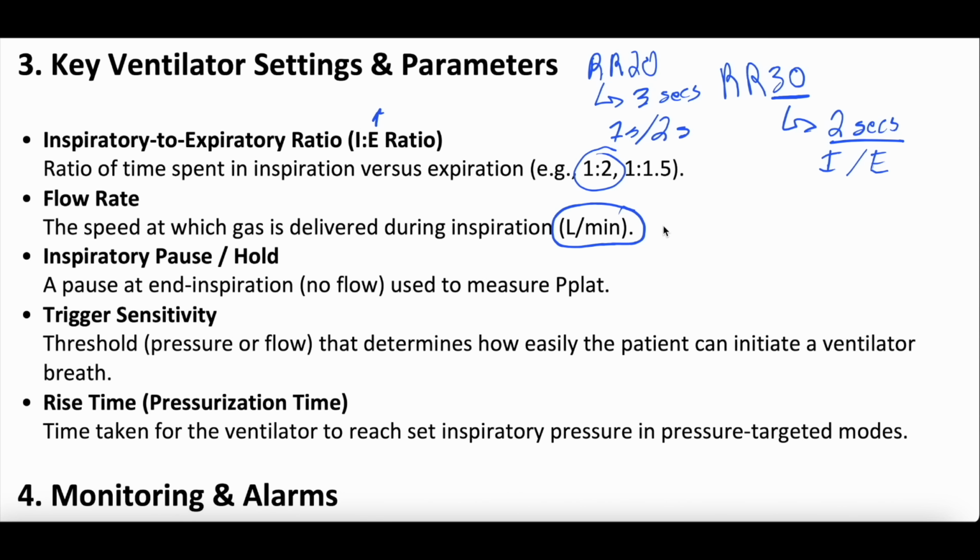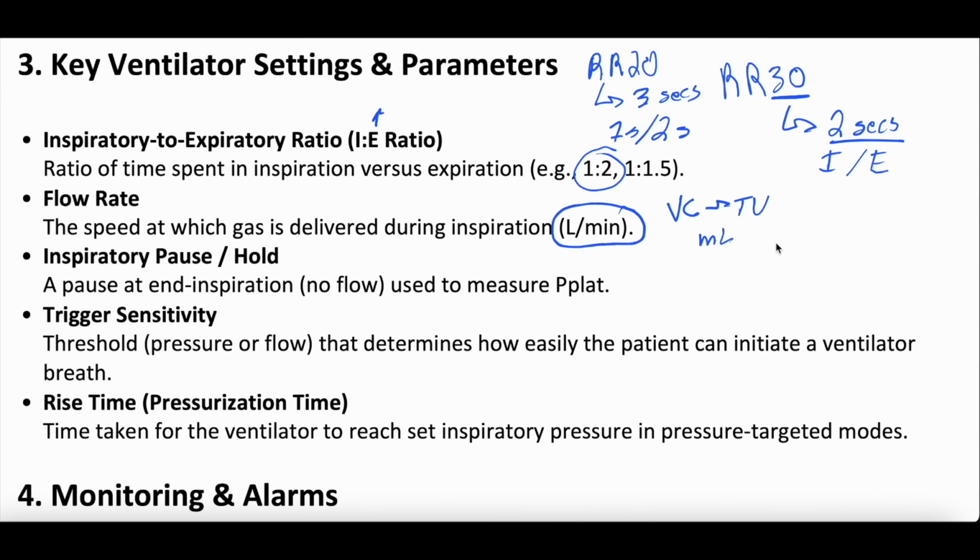And flow rate is a bigger problem in volume control modes, because in volume control modes, we're saying we want a certain tidal volume, right? A certain milliliters of volume given with each breath. And we're saying we want a certain number of breaths over a minute. And each breath then represents a certain amount of time. And that drives the flow rate in volume control.